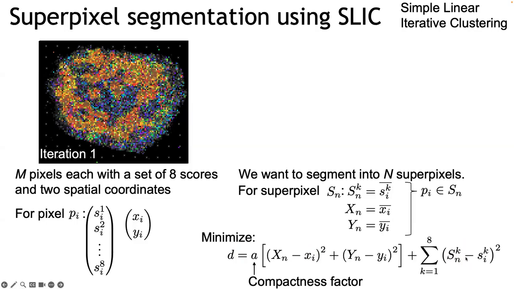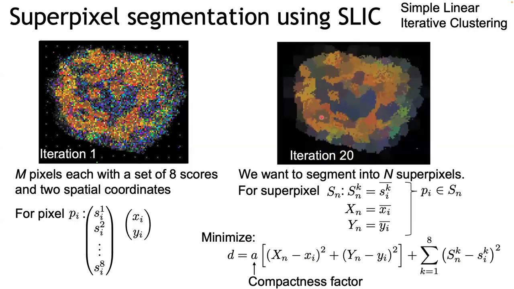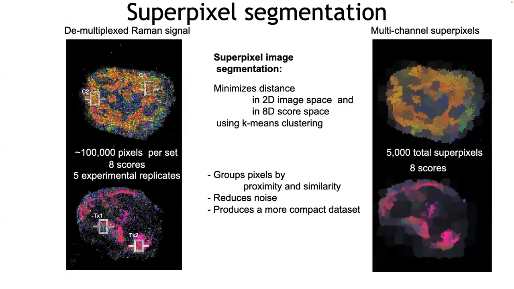If two pixels are similar and close together, they get clustered together. If they are similar and far apart, they don't. If they're close together but they're different, they don't. So after these 20 iterations, we can turn our image into this image where instead of having pixels, we have superpixels, and it groups similar tumor areas into groups. And each one of these groups retains the spectral information from the constituent pixels.